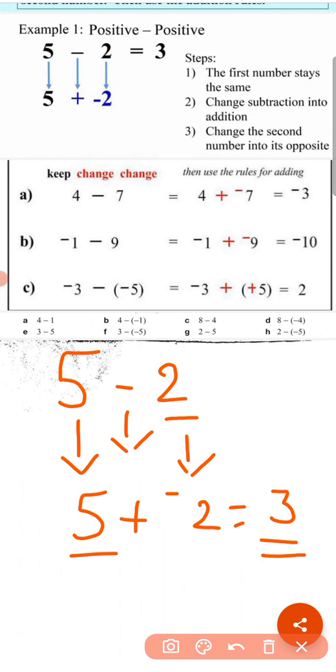Okay. So children, here the first number stays the same, that is 5. Change subtraction into addition. Then change the sign of the second number, that is positive 2 becomes negative 2. Now it is 5 plus negative 2. We are adding integers with different signs. Subtract the integers and put the larger number's sign. Okay.